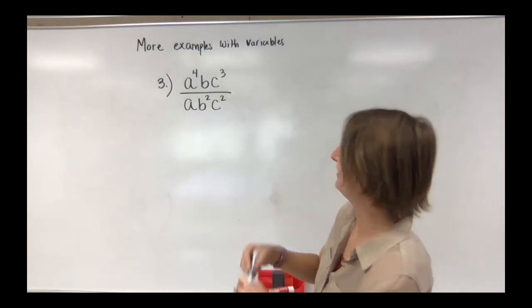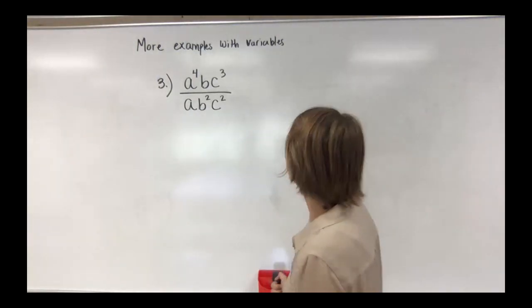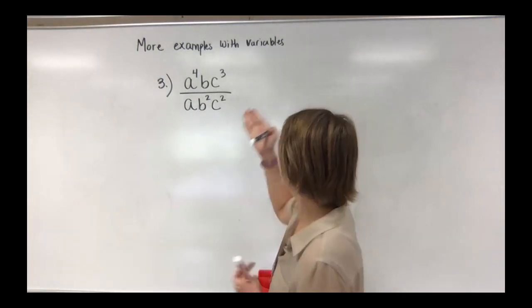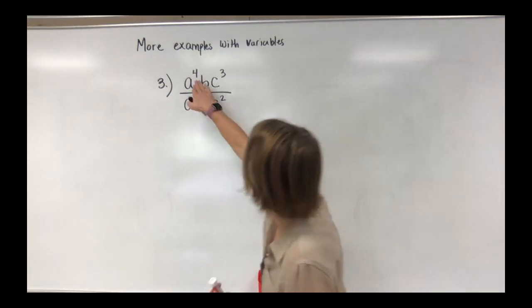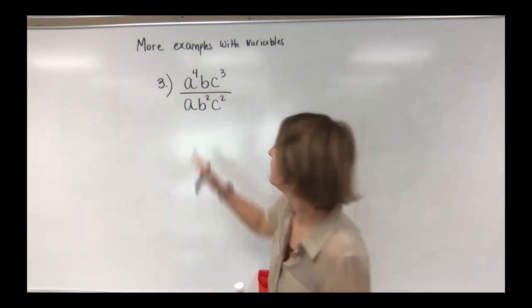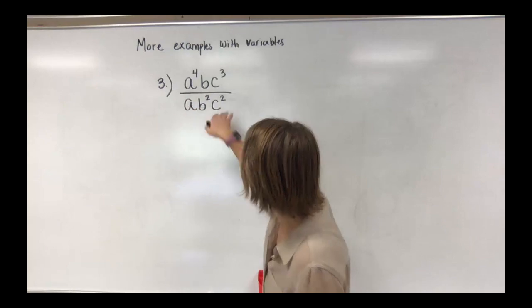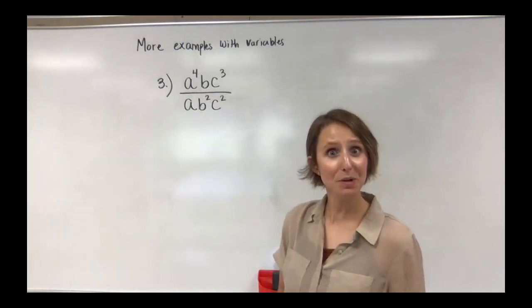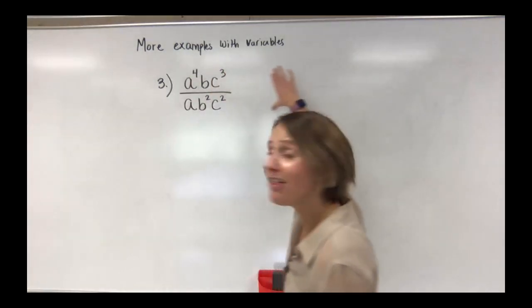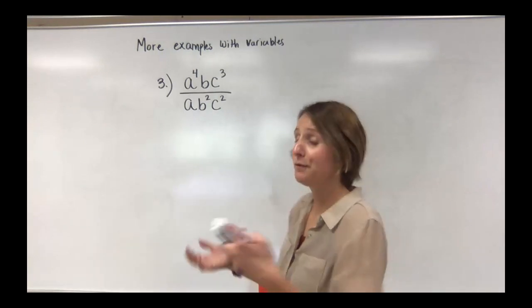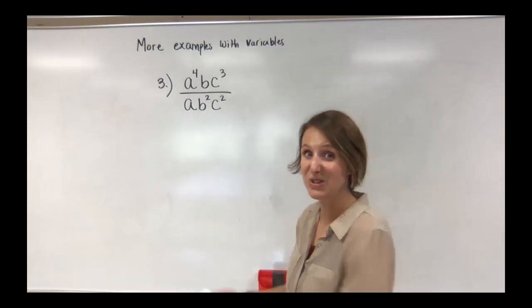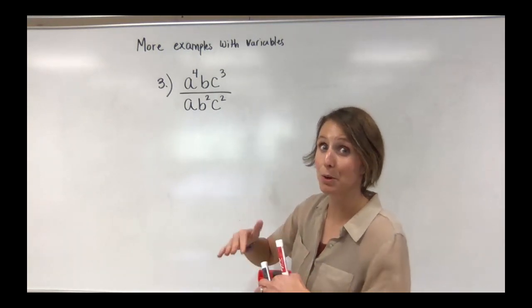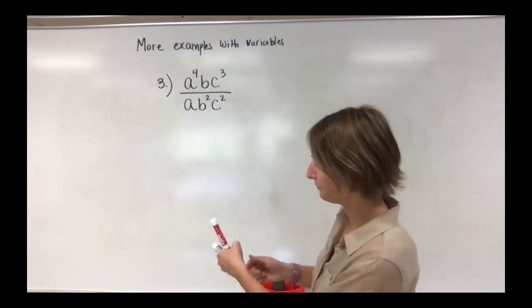How is this one different than our first 2 examples? Well, there's no numbers. The only numbers that are here are exponents, right? I am dealing with all variables. So here's what we're going to do. We're going to write it all out in expanded form and see if we can pull out the factor 1. Use that factor 1 idea. We're dividing and things are canceling out.